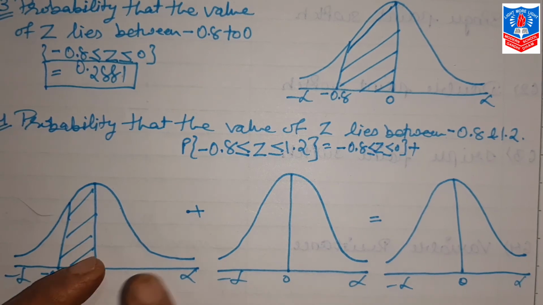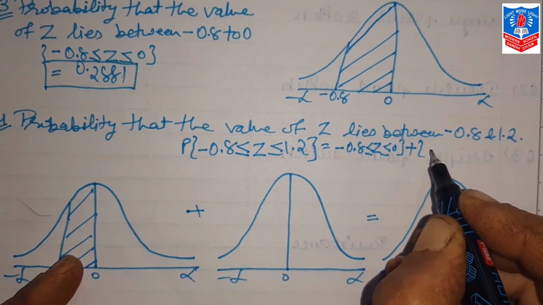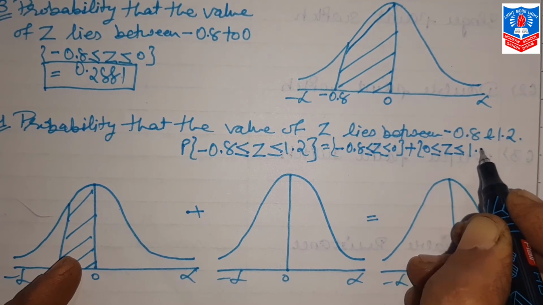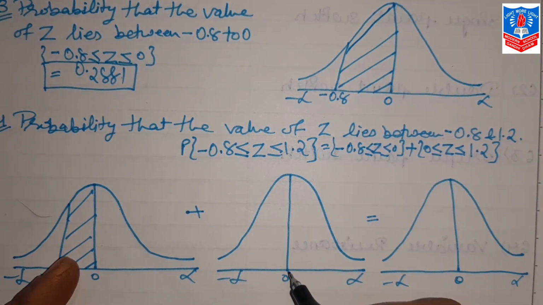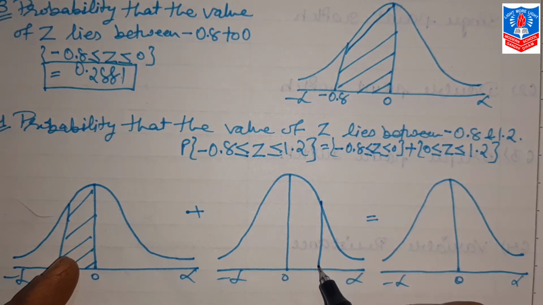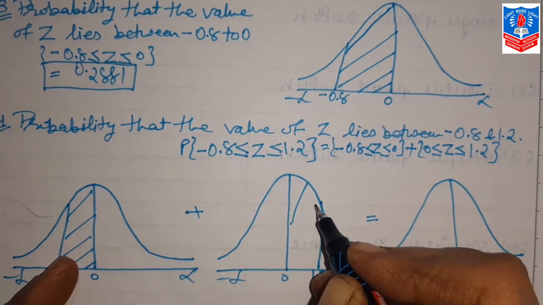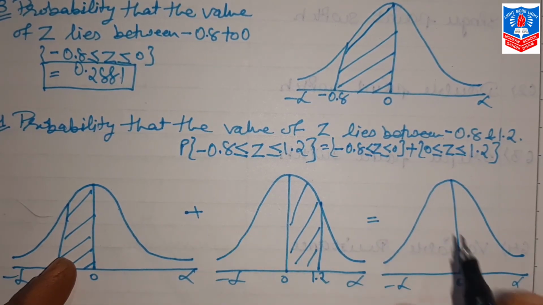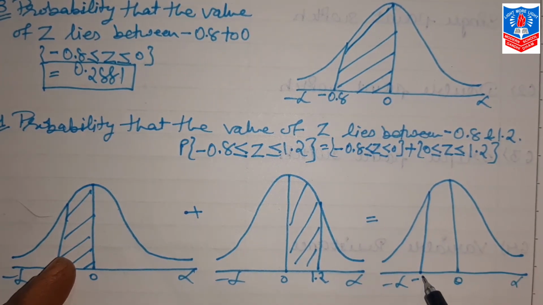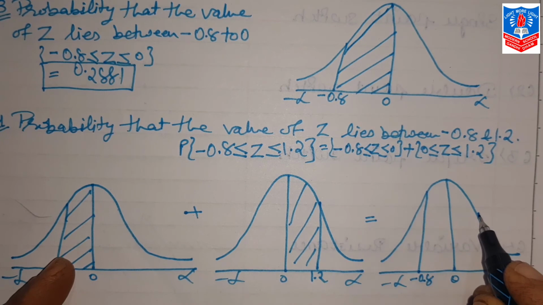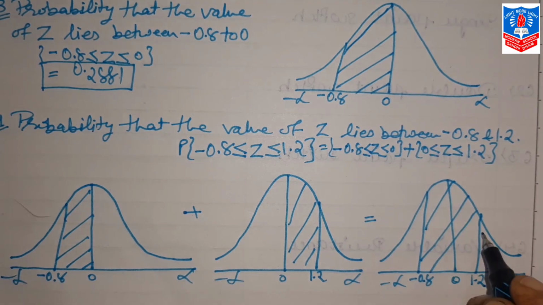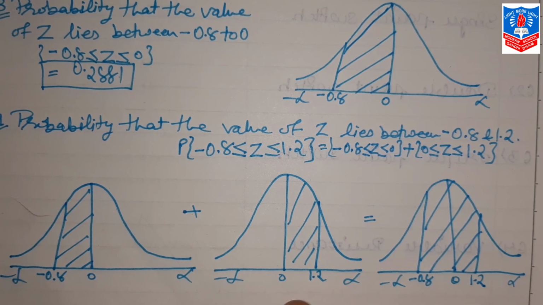Now next is from 0 to 1.2. So that will be 0 less than or equal to Z less than or equal to 1.2. So from 0 to 1.2 will be here and the area will be this. Now if we join both, what we get is from minus 0.8 to 1.2, and the area will be this fully. This is how we show it with the help of a diagram.